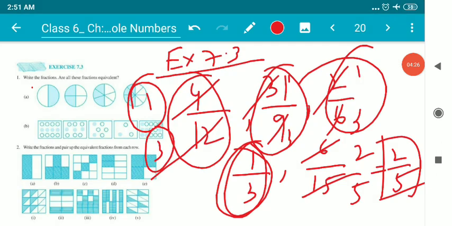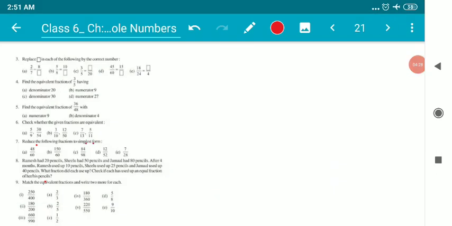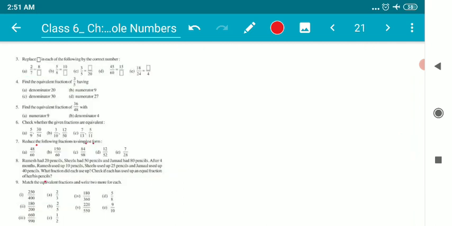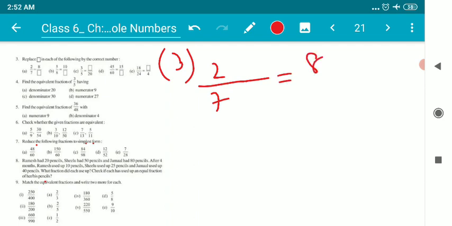Okay children, now I want you to try out all these questions related to this. I want you to understand question number 3, which is very interesting. 2 by 7 is equal to 8 by a missing number. Children, we have to find this missing value in the box.